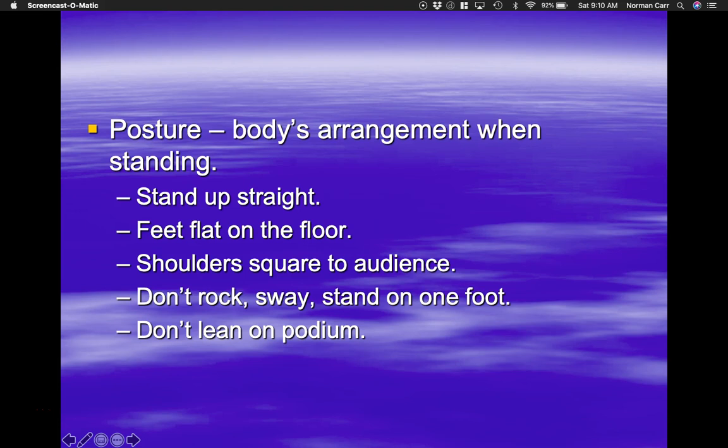Also, make sure you don't rock. You don't want to sway back and forth. Don't stand on one foot. Basically, just stand up straight, face us, and don't lean on the podium.